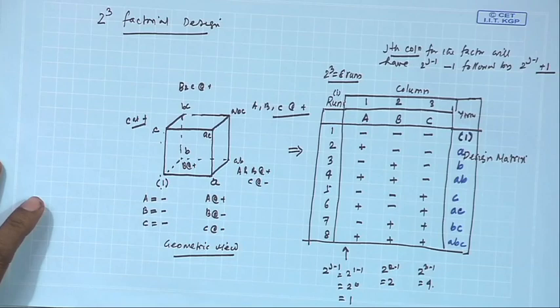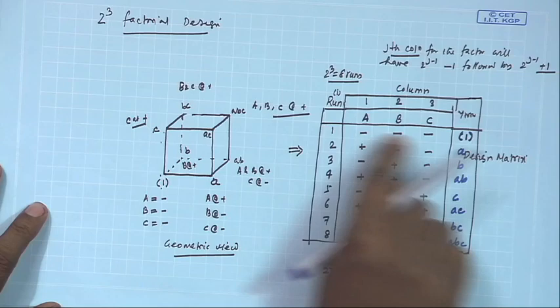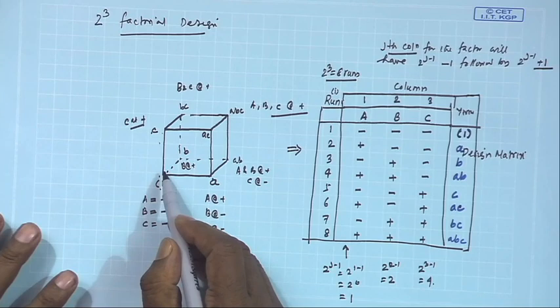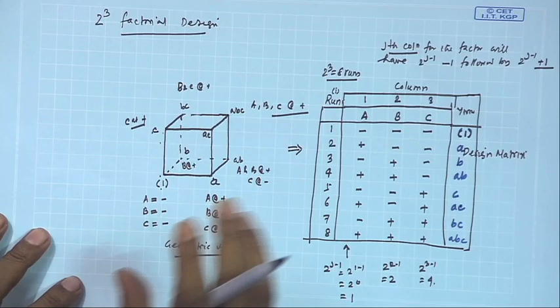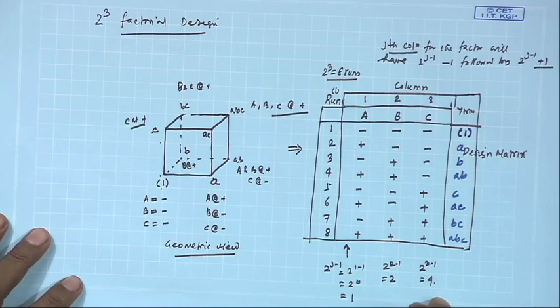So, 1, A, B, C and so on are basically representing the treatment combinations, and also they represent the total observed at that treatment combination with reference to y. So, this is what is known as going from the geometric view to our design matrix.